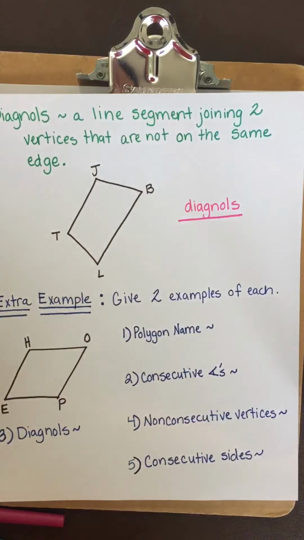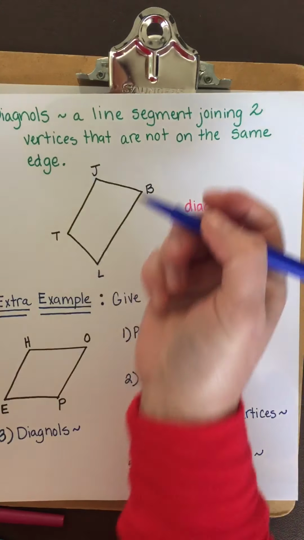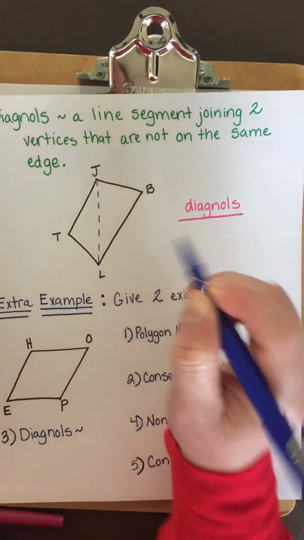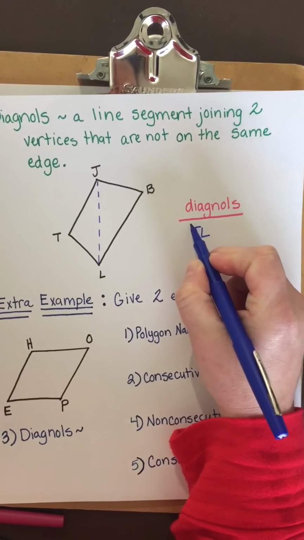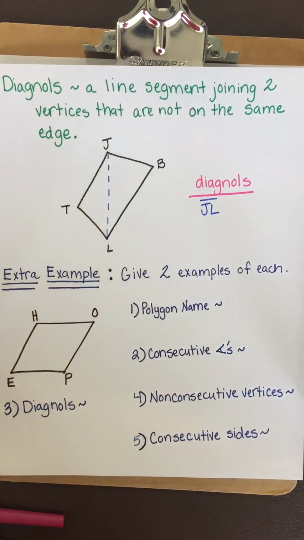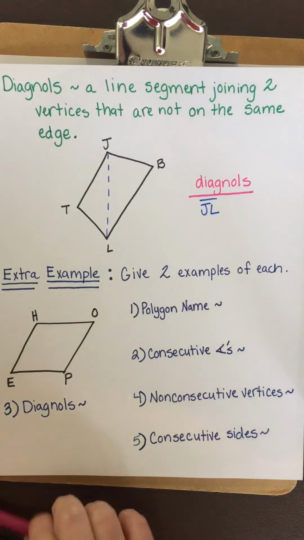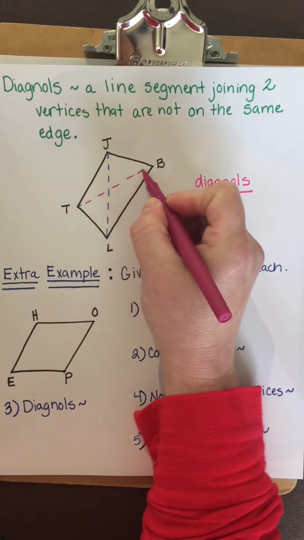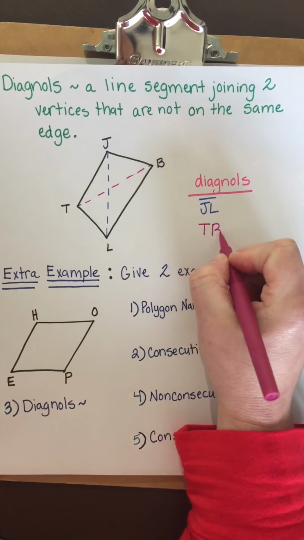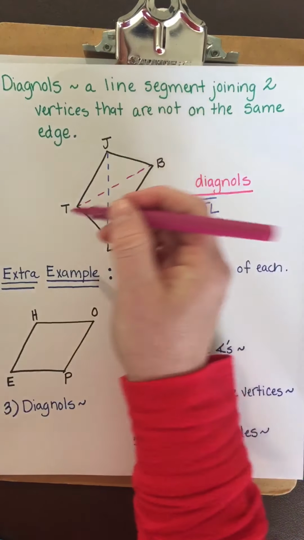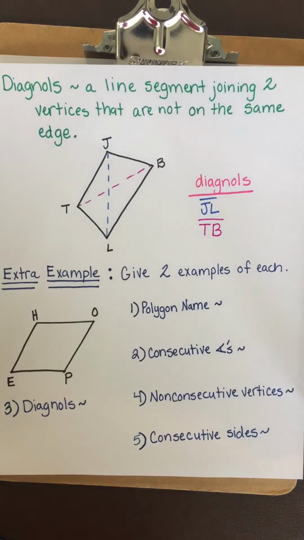So if I wanted to draw diagonals for this shape, it has two, right? Quadrilaterals have two diagonals. So one diagonal would be JL. And what would the other diagonal be? The other diagonal would be TB or BT. Doesn't matter. Okay? So it's just connecting any two vertices that are not consecutive.